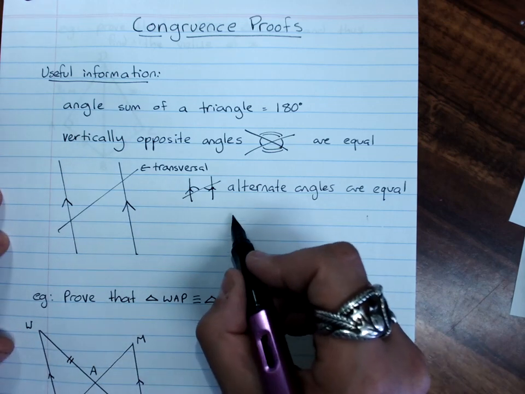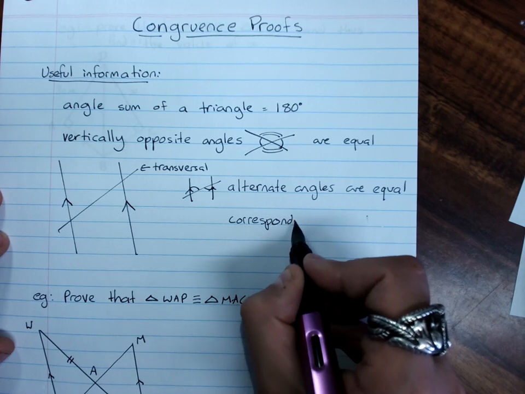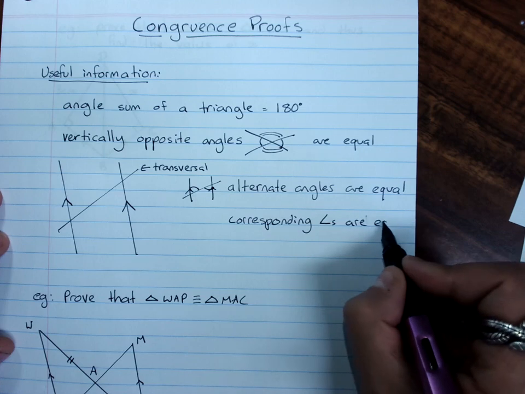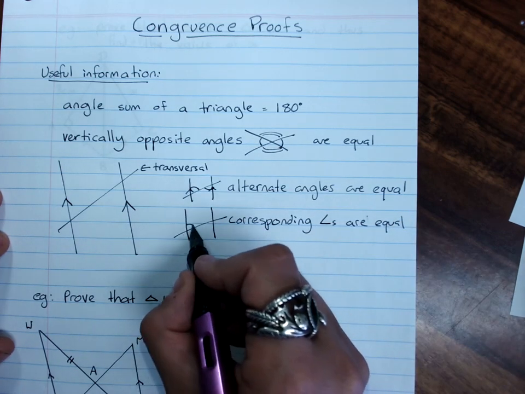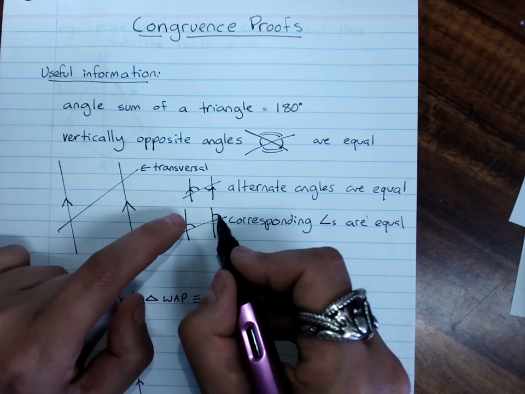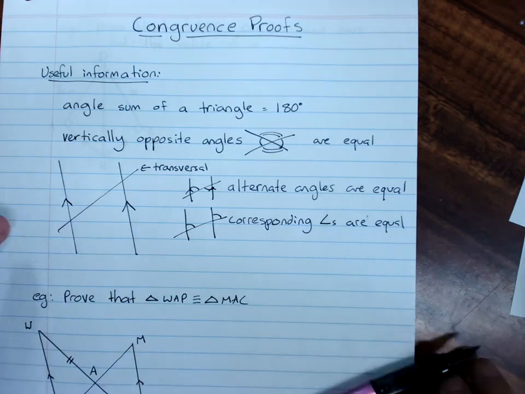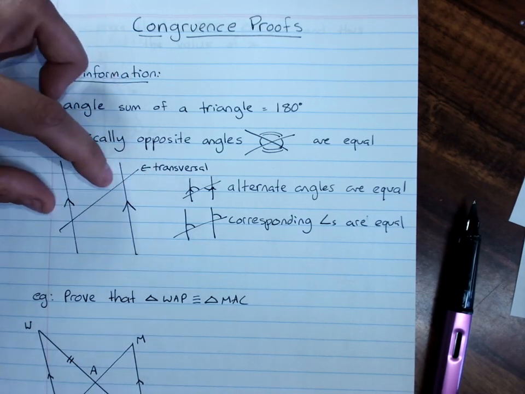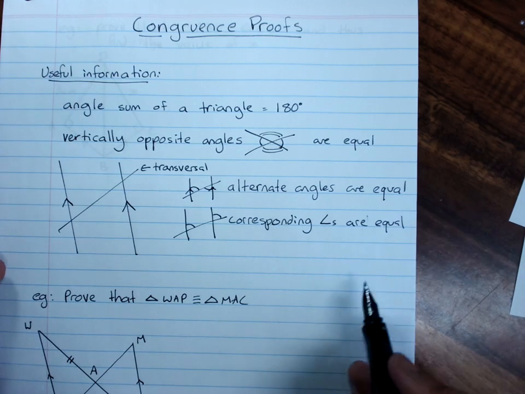We have corresponding angles, and corresponding angles are in the same position relative to the two parallel lines and the transversal. So for corresponding angles, those two, those two, those two, those two. Any pair of corresponding angles are equal.